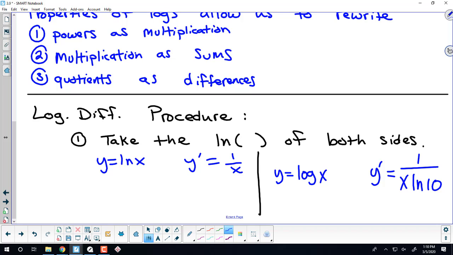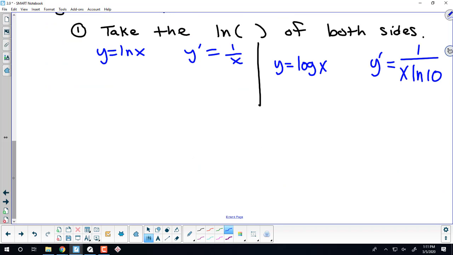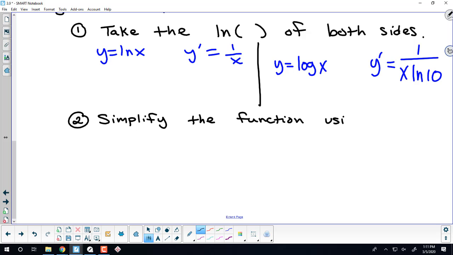So we're going to take the logarithm of both sides, and then the process is to differentiate. But the implicit step here is once we've taken the logarithm of both sides, before we take the derivative, we're going to simplify our function, whatever is given, using properties of logarithms.